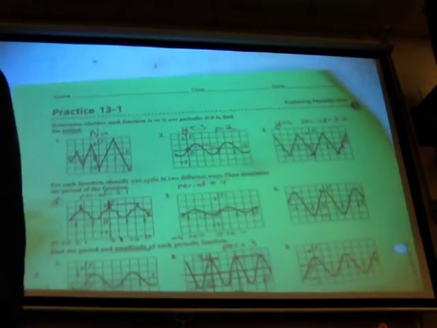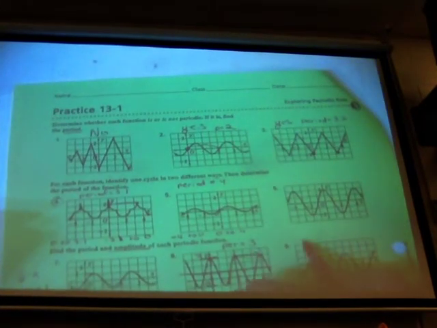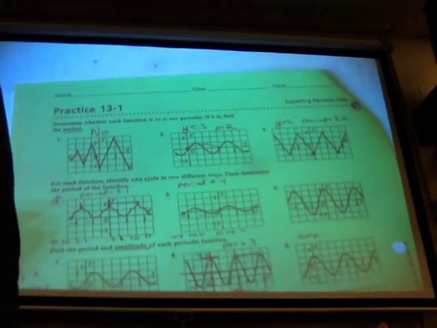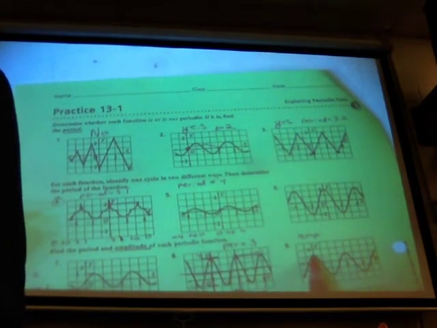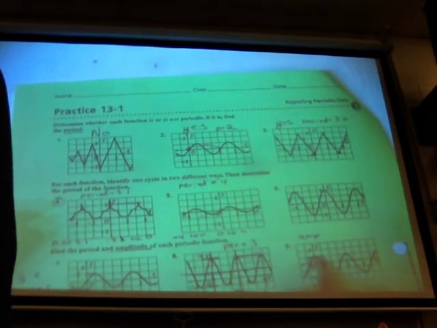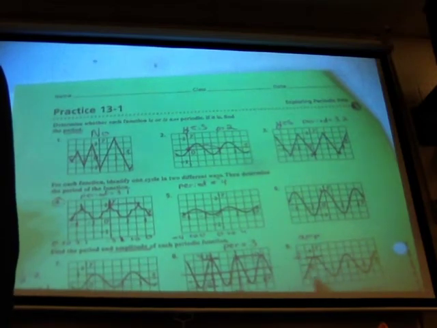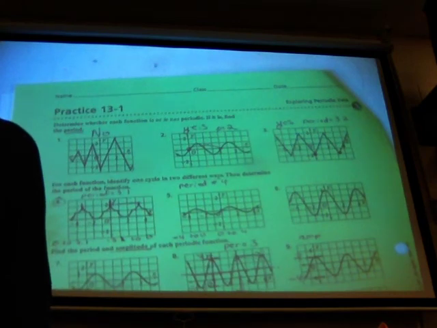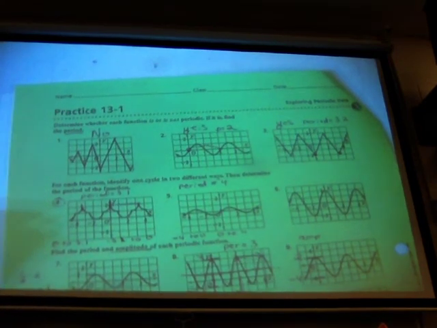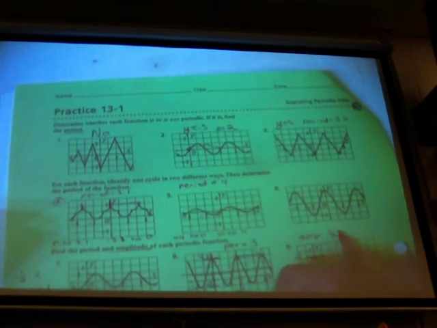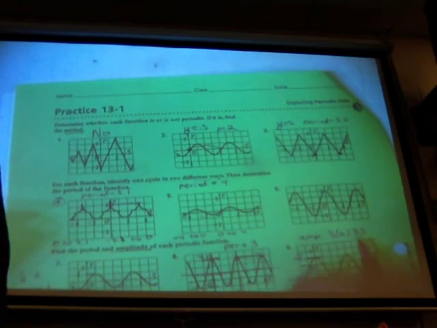Let's do one last one, number 9. What's the amplitude of this? Watch the scaling. What's the highest point here? 2. And what's this? Negative 4. So what's that distance? 6, right? And what's half of 6? Half of 6 is 3. So the amplitude is 3.